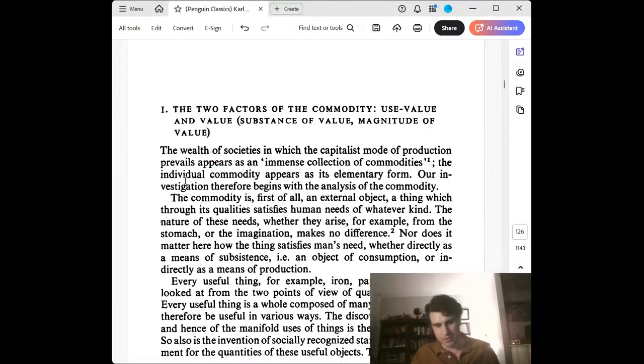This word appearance is very important. The German word is erscheint, from the verb erscheinen, and the noun form would be Erscheinung. So German has different words for appearance. It has Schein, which means appearance in the sense of semblance, illusion, what seems to be the case. But then there's Erscheinung, or Erscheinen, which means that it's the way that some real thing appears. It's like the form that it makes its appearance.